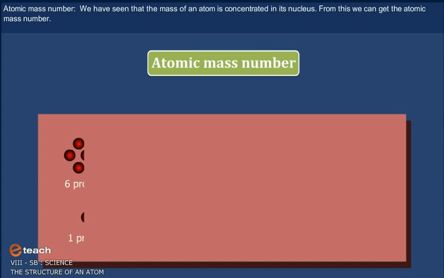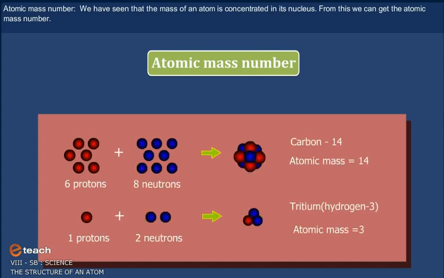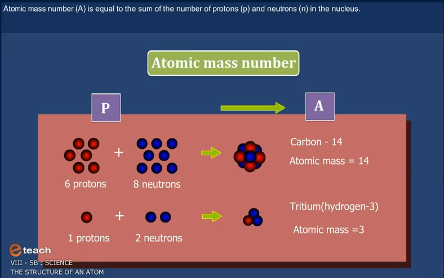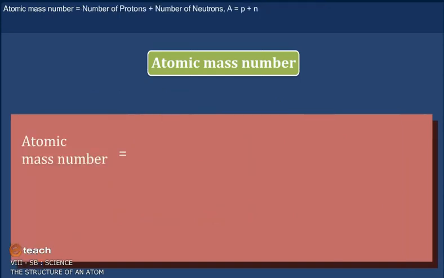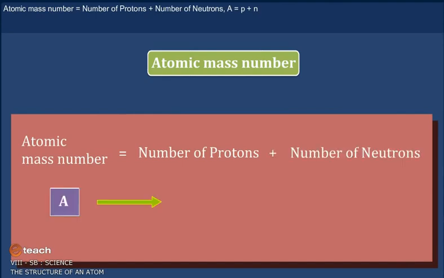Atomic mass number. We have seen that the mass of an atom is concentrated in its nucleus. From this, we can get the atomic mass number. Atomic mass number, that is A, is equal to the sum of the number of protons, that is P, and neutrons N in the nucleus. Atomic mass number is equal to number of protons plus number of neutrons. A is equal to P plus N.